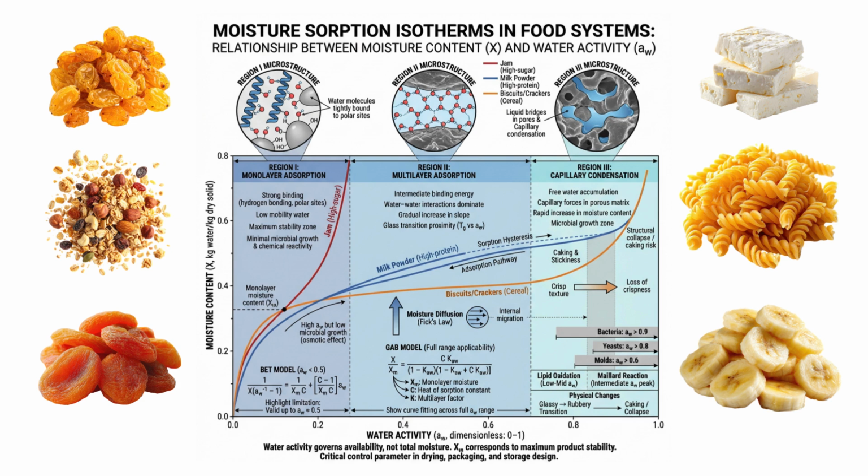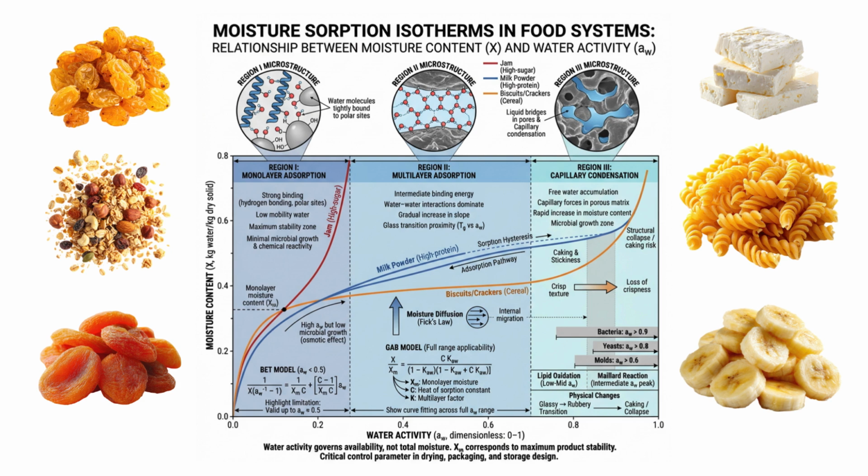This region is critical because many important changes begin to occur. The physical structure of food starts to change, especially in products that rely on crispness or rigidity. For example, biscuits and crackers begin to absorb moisture and lose their crisp texture, becoming soft or rubbery.